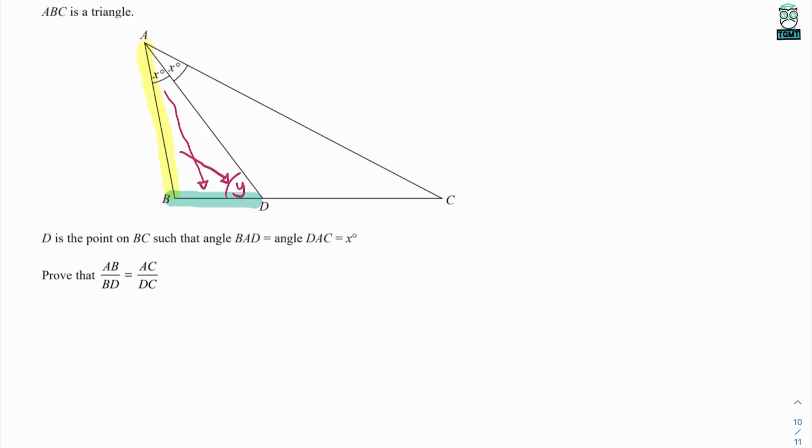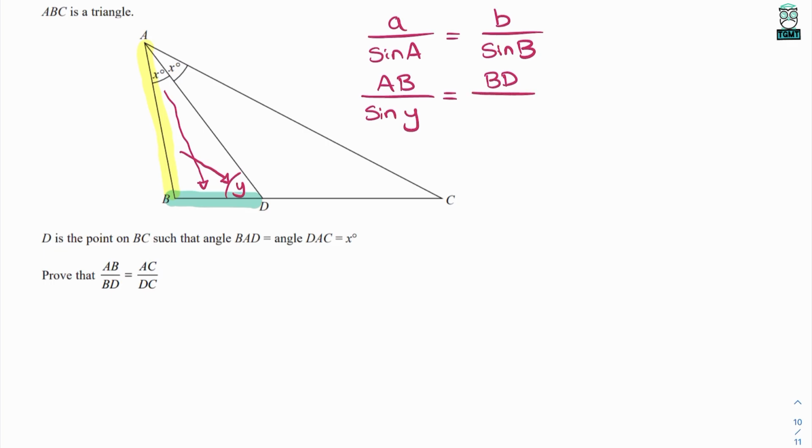Now we know when we're using the sine rule, we have A over sine A is equal to B over sine B. And if we plug these values in that we have, we've got AB over sine Y, the one that's opposite that yellow one, and that is equal to, what's our other length, BD over sine X. Now that right there could give us an expression that represents AB over BD.